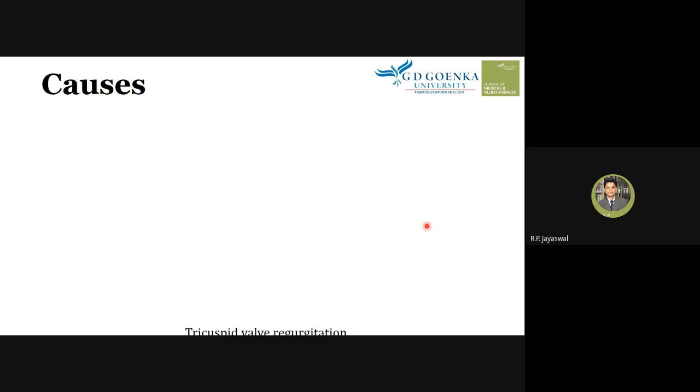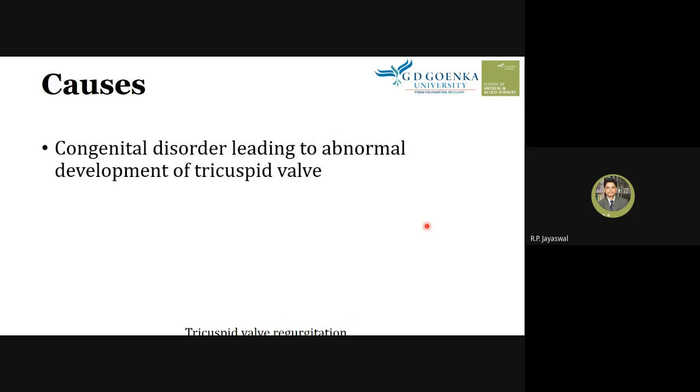What are the causes of tricuspid valve regurgitation? It can be a congenital disorder, because it's a kind of defect present by birth, which leads to the abnormal development of the tricuspid valve. The tricuspid valve is supposed to develop in the normal way, but it is not developed normally. This abnormal development, present by birth, is called a congenital disorder.